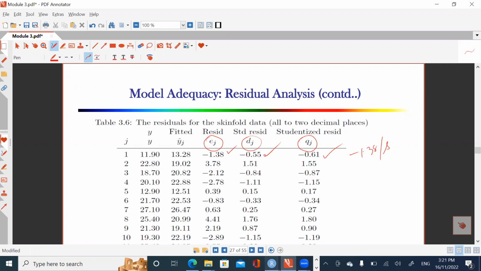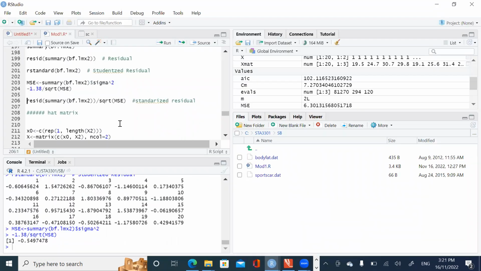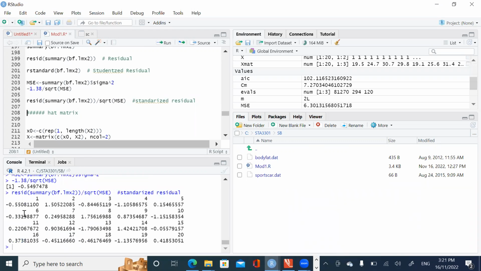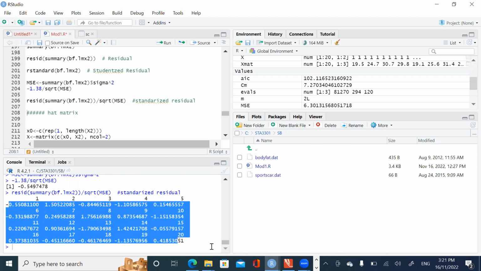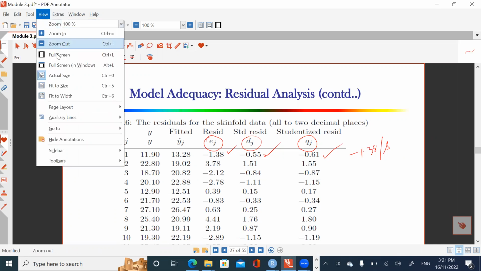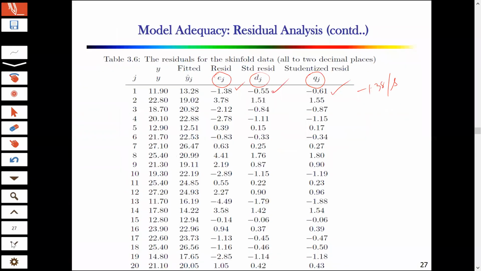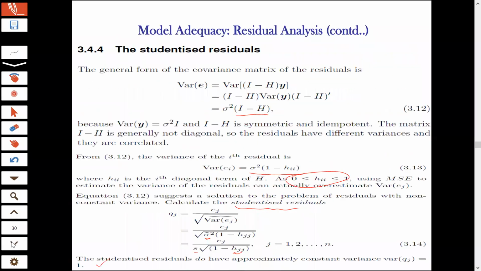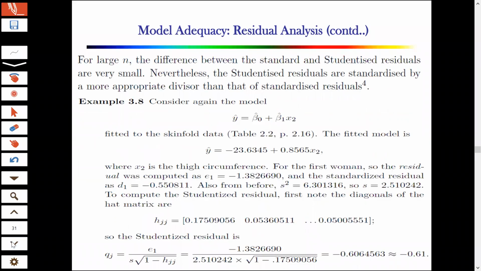On the other hand, you can directly calculate all of the standardized residuals with that command. So if we divide the residuals by the square root of the MSE, you will get the standardized residuals. Here are all of the standardized residuals. So from this example, we can easily calculate all of them. Okay, so I have shown you how we can calculate all of these residuals.